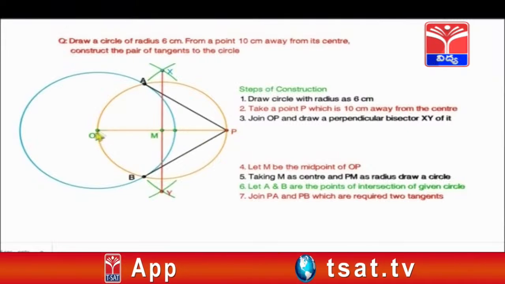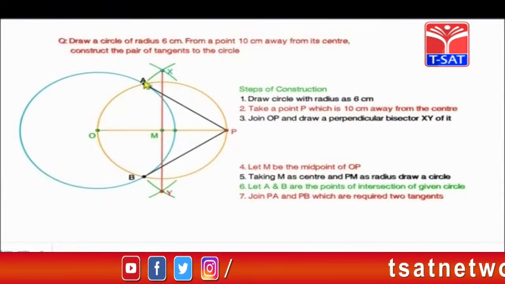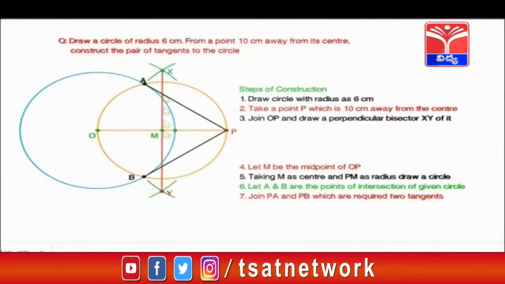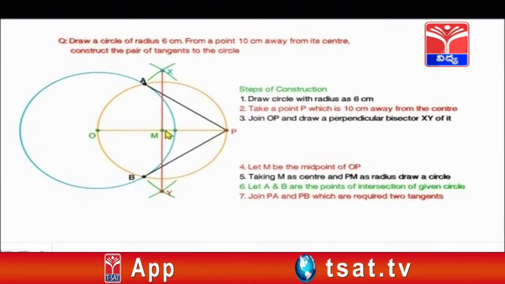Total should be 10 centimeters. Now the perpendicular bisector. From O draw an arc up and down. Same from P with the same radius. Cut the previous arcs, which are X and Y. Now join XY, which is the perpendicular bisector of OP passing through M. So M is the midpoint of OP.